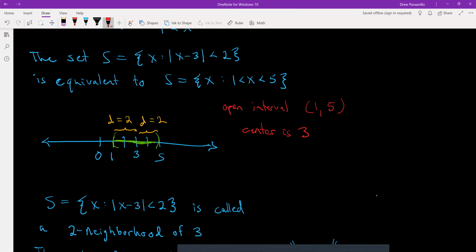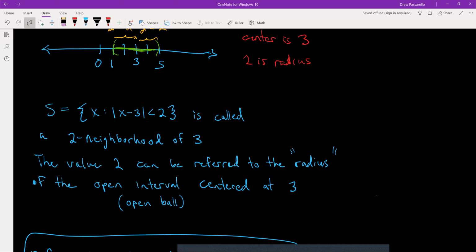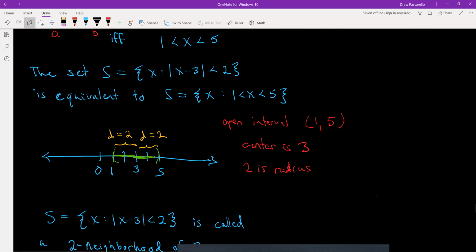Likewise, the distance from 3 to 1 is also 2. So that distance 2 is called the radius. So 2 is the radius. That's the distance from the center to the endpoint. And specifically, the set that we're dealing with, again, these two sets are equivalent, where the absolute value of x minus 3 less than 2 is equivalent to the set 1 less than x less than 5.